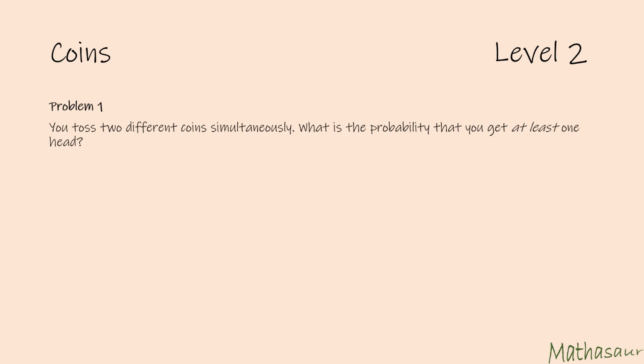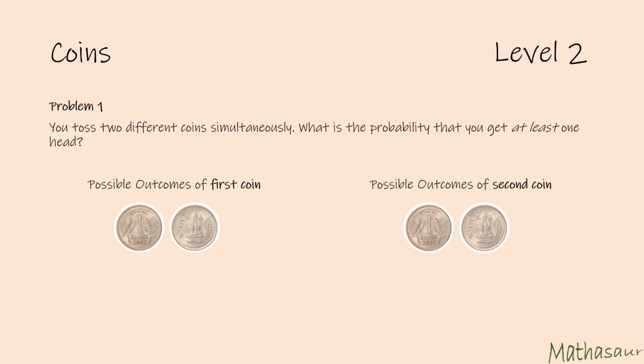Let us look at a problem. If you toss two different coins simultaneously, what is the probability that you get at least one head? Alright, let us look at the possible outcomes of the two coins. There are only two possible outcomes for both the coins, heads or tails for the first coin, similarly heads or tails for the second coin.